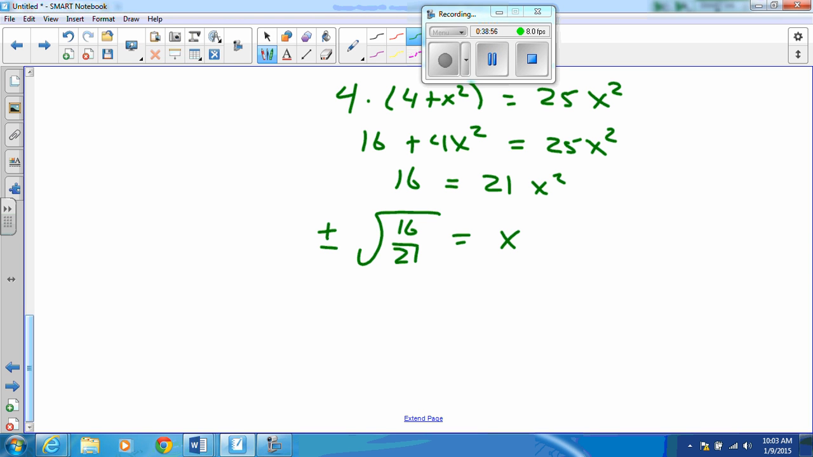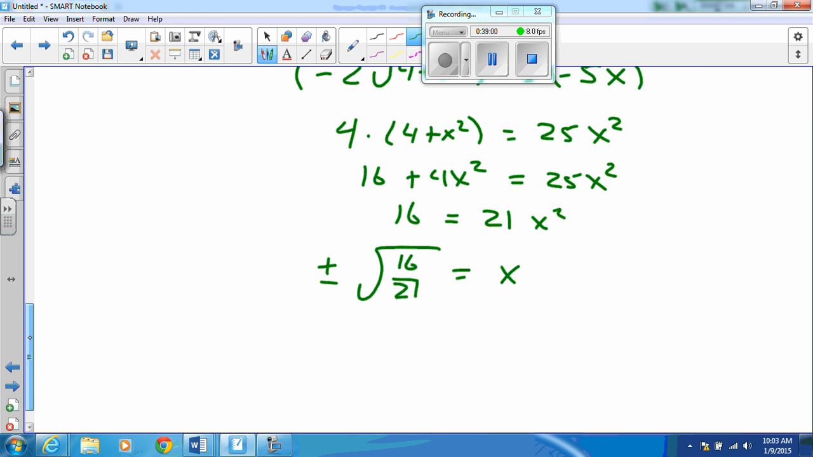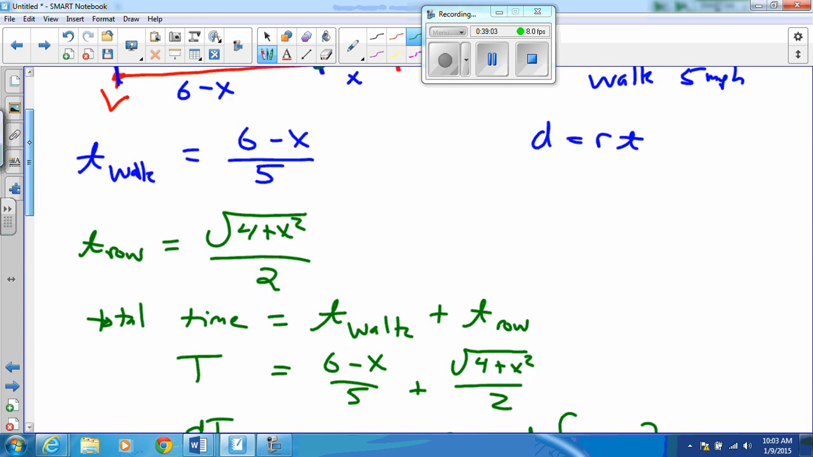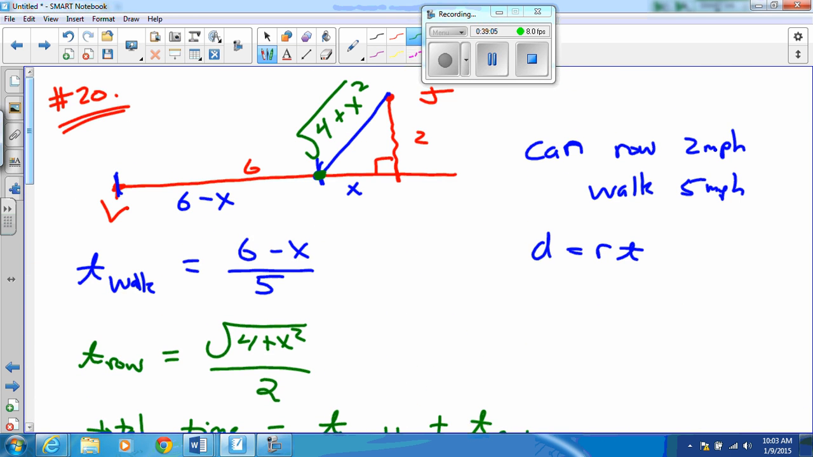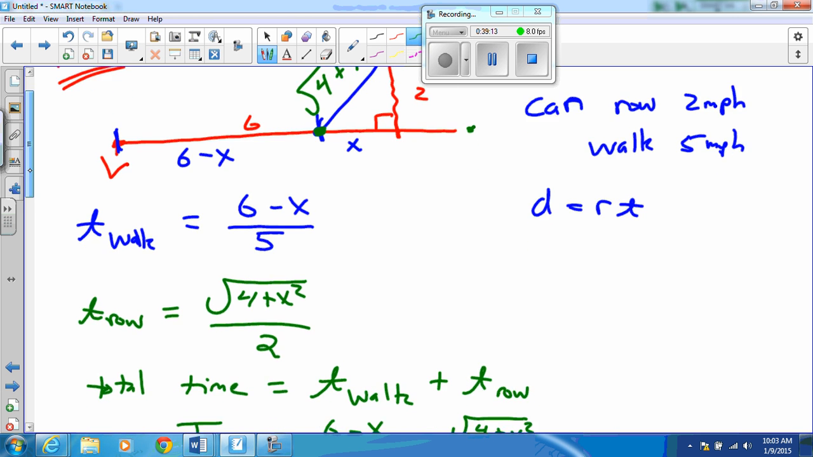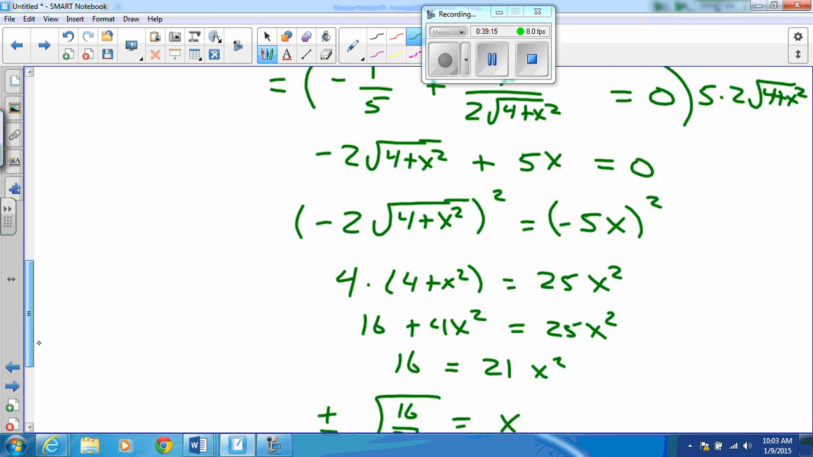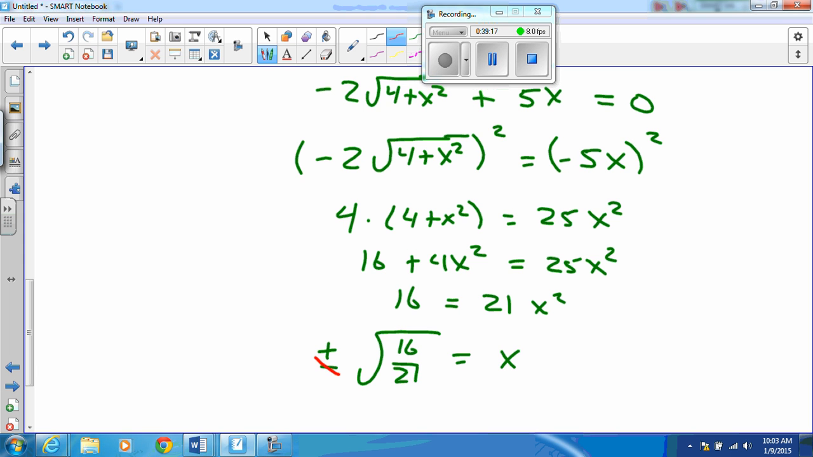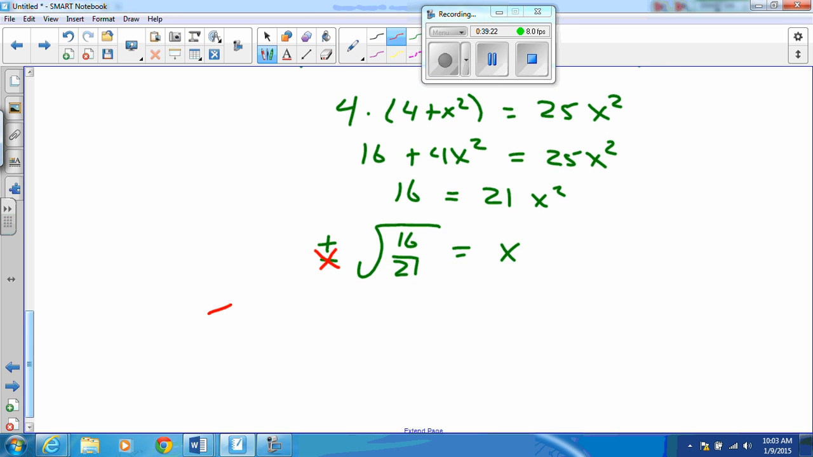And x is equal to plus or minus the square root of 16 over 21. The negative answer is physically unreasonable. A negative answer would indicate that she rows back over to here and then walks forward, and in some sense, that's going to be a local maximum. This is obviously not a good solution for her. But what about x equals root 16 over 21?